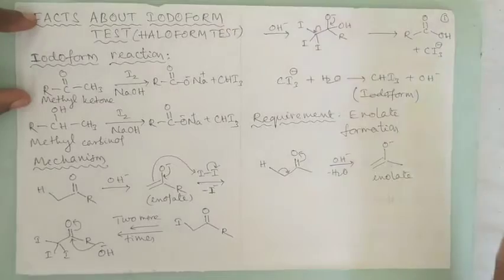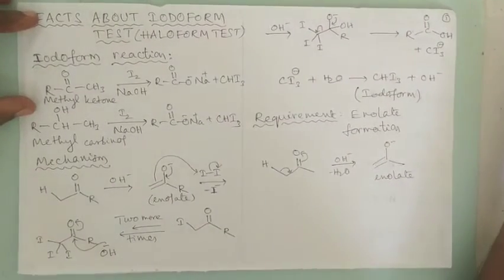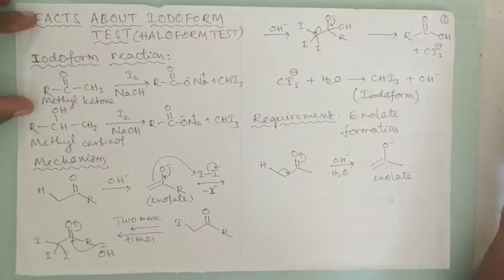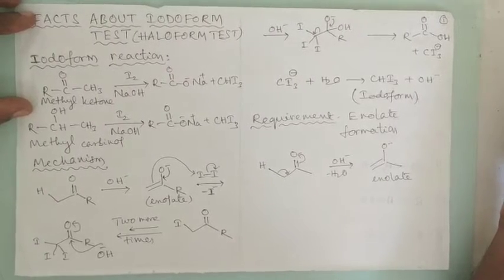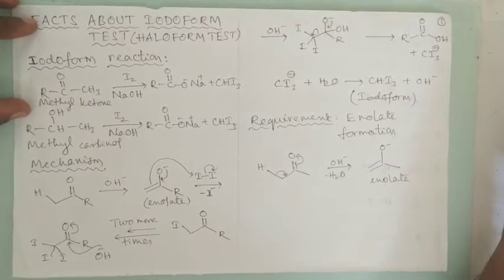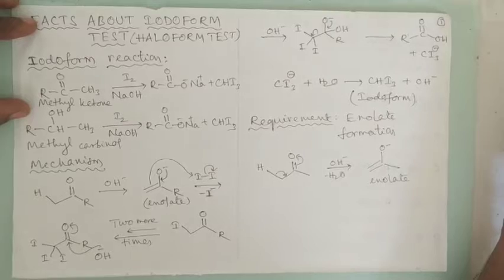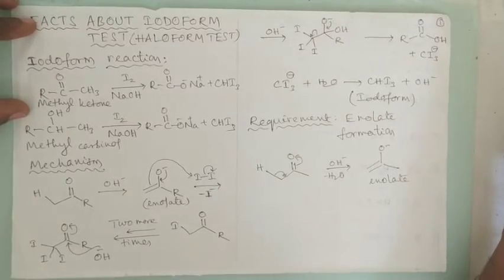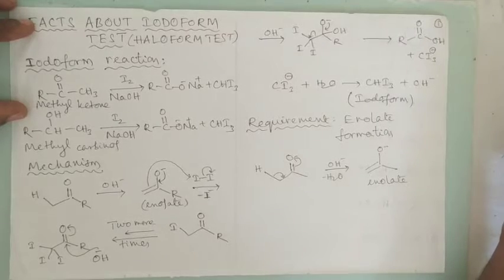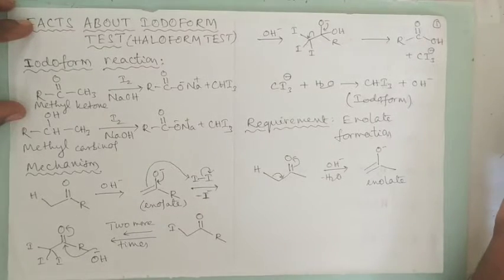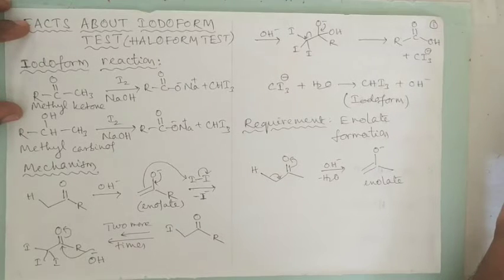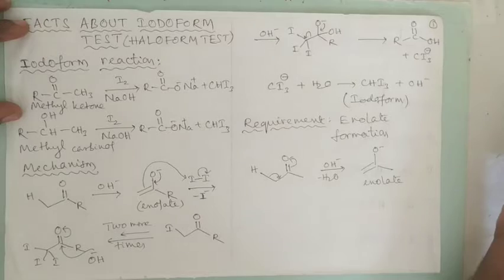In this video we will mainly see about the iodoform or haloform test. Generally in books we find that compounds having the CH3CO group show the iodoform test. But there are many compounds having the CH3CO group that do not undergo the iodoform test, and there are also some compounds that do not have the CH3CO group but still show the iodoform test.